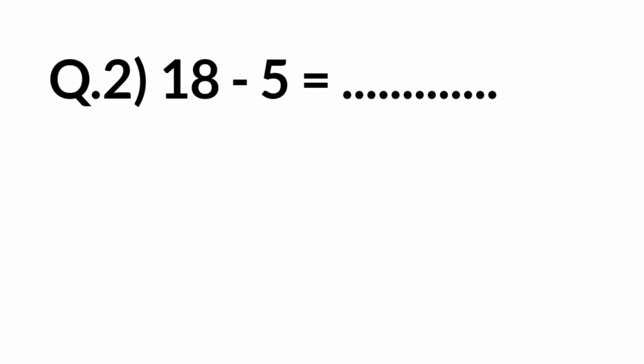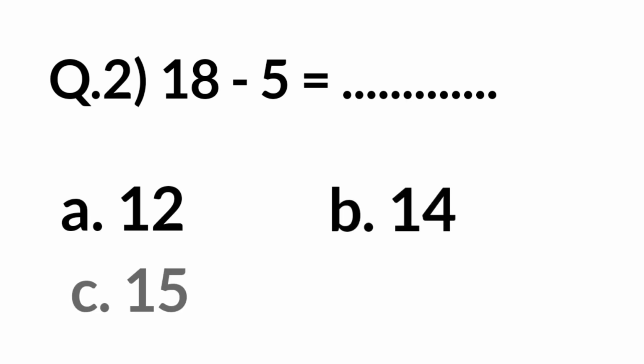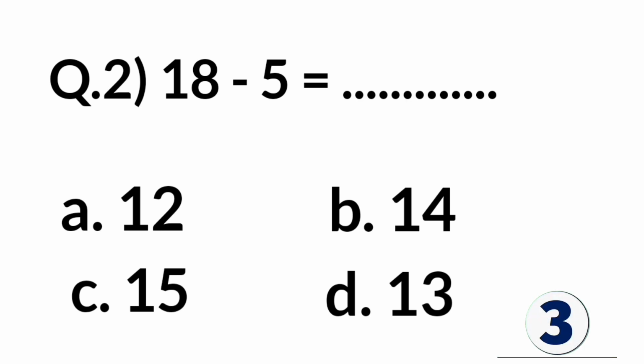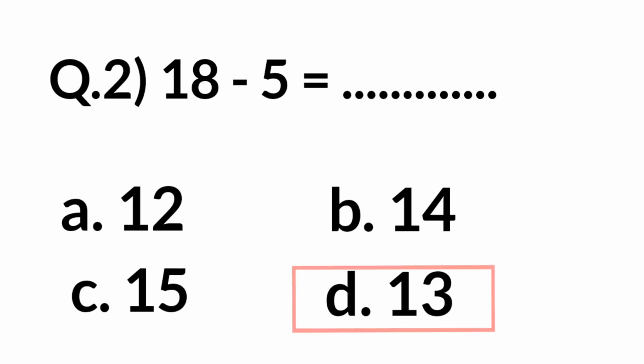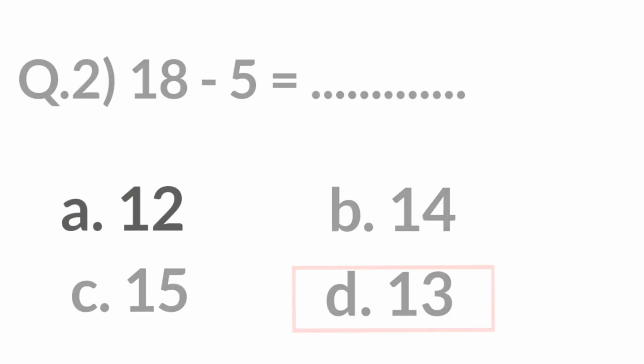Question number 2. 18 minus 5 is equal to option A 12, option B 14, option C 15, option D is 13. The correct answer is option D 13.